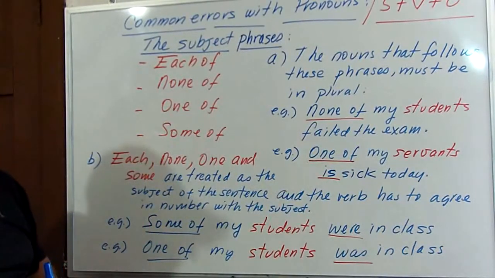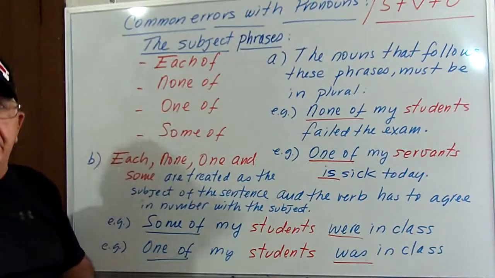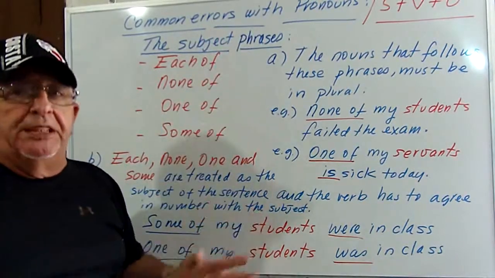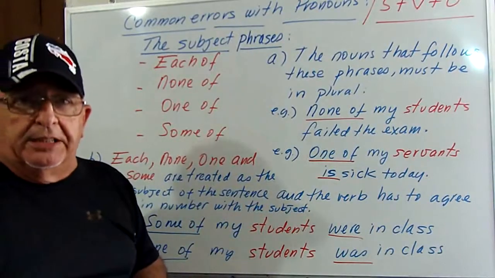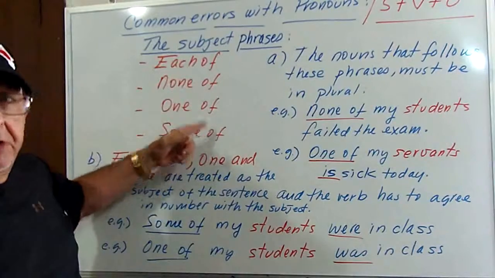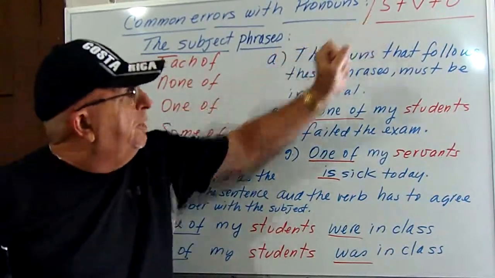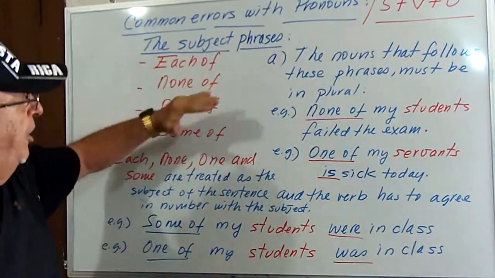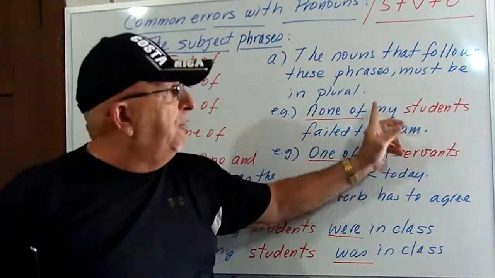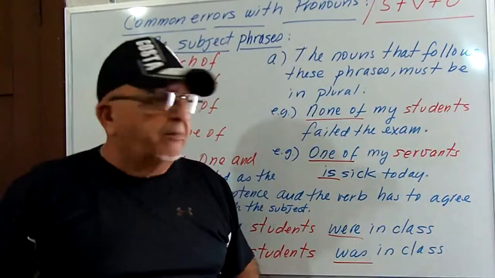I hope that you understand these common errors that we make with pronouns, and I hope precisely that you won't make these mistakes. Okay? I'm going to review one more time. These expressions, subject phrases here that go in the subject of the sentence, each of, none of, one of, and some of, the nouns that follow them have to be in plural form.